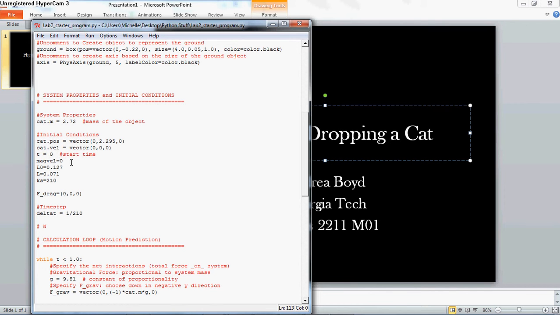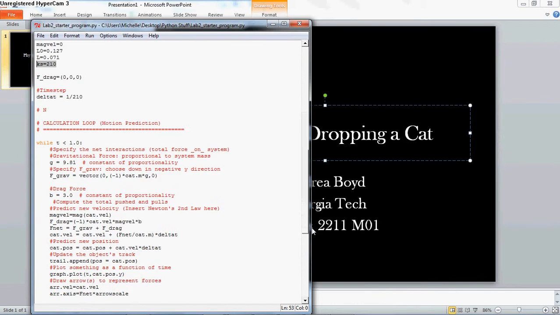The spring constant right here was calculated to be 210 newtons per meter, which was calculated from the force that the cat had when he was going downwards. So 6 pounds, or 2.295 kilograms, times 9.8 as the gravitational constant going downwards, divided by how much it was compressed, equals about 210 newtons.